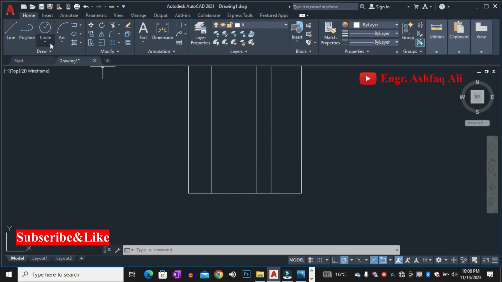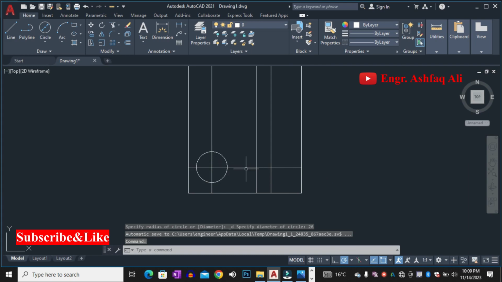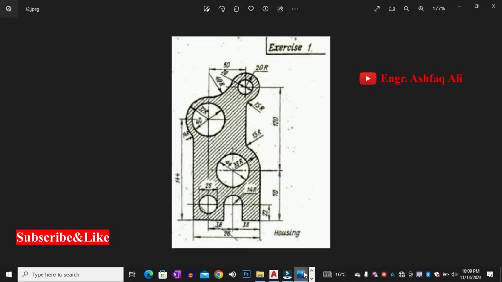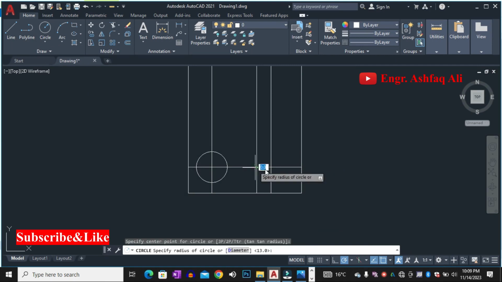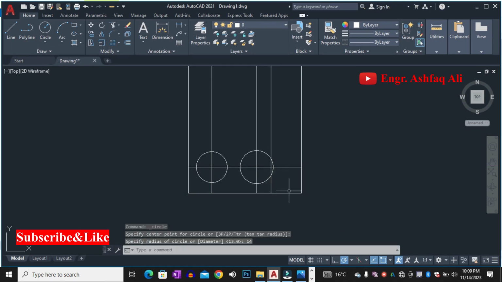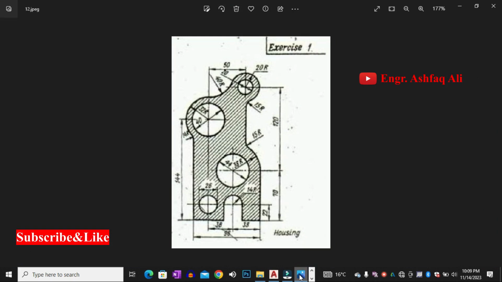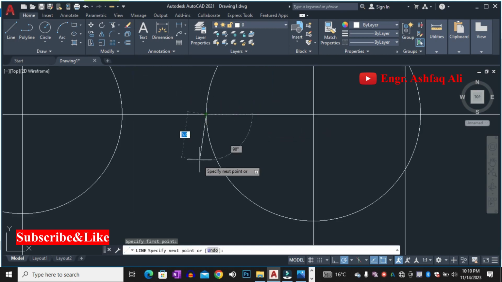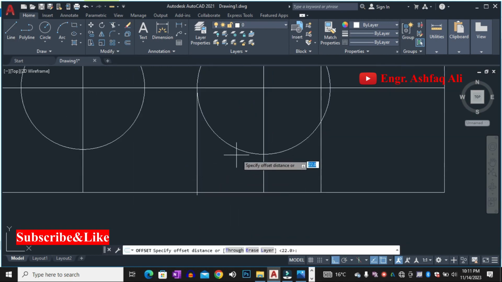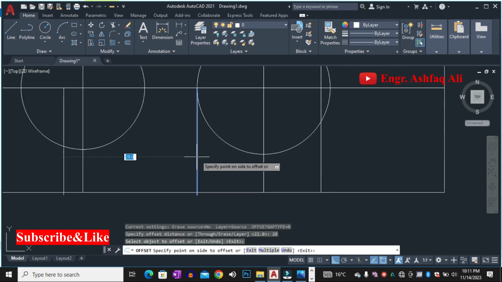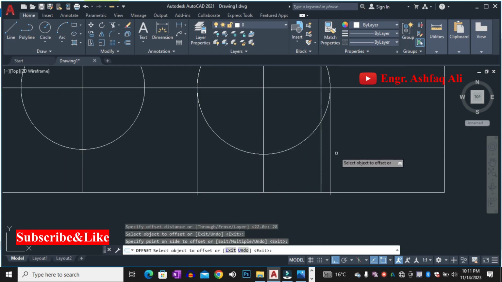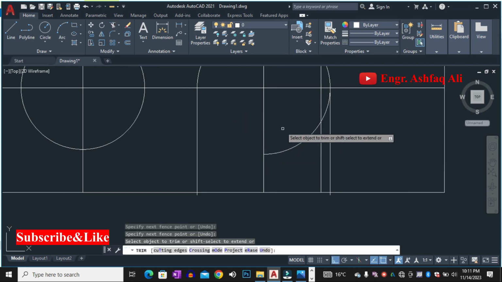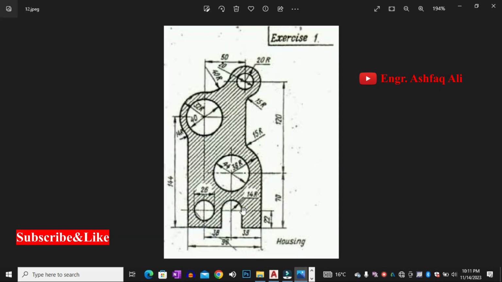So for taking my circle reference point, now select the circle and draw two circles with a diameter of 26 and radius 14 on both reference points. Now I have drawn these two circles. Again, I am looking to my figure, I am going to draw two vertical lines from the circle and will trim the extra entities in my figure.